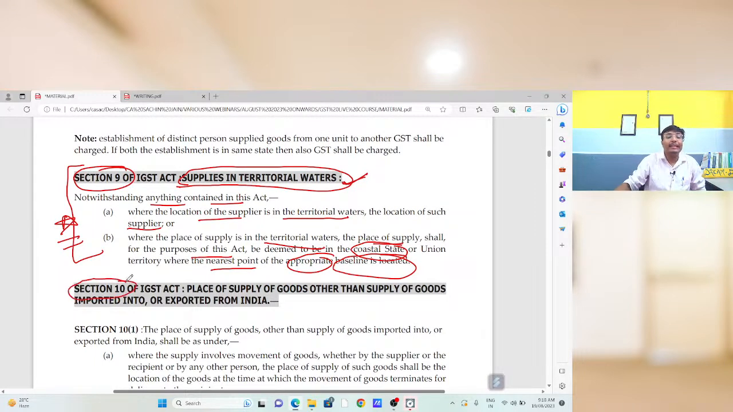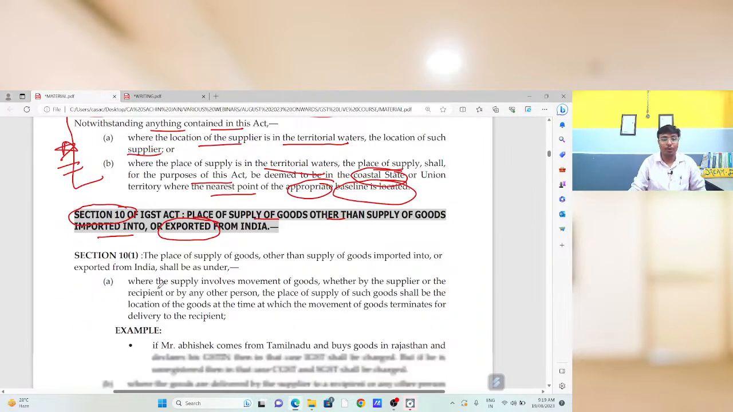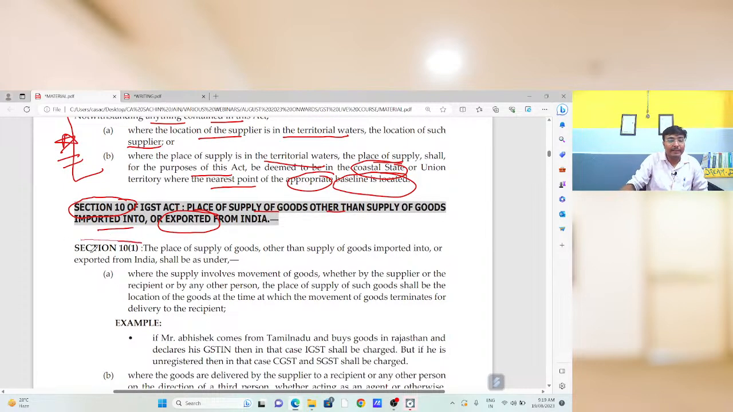Section 10 of the IGST Act talks about place of supply of goods other than the supply of goods imported into or exported from India. That means place of supply in case of domestic supplies. We are not going to discuss import and export; we are going to discuss the concept of domestic supply. In that case, what will be the place of supply? Section 10, subsection 1 says, whenever there is a movement of goods, suppose I make my supply from Rajasthan to Maharashtra, my goods move from Rajasthan to Maharashtra. In that case, the place of supply will be the place where the movement terminates.